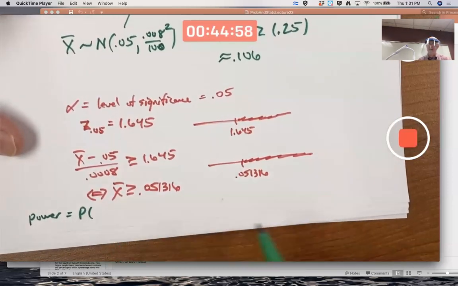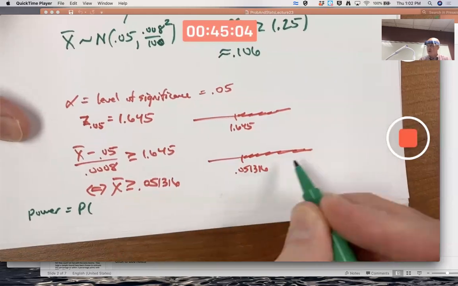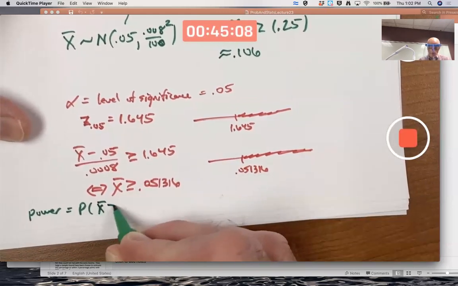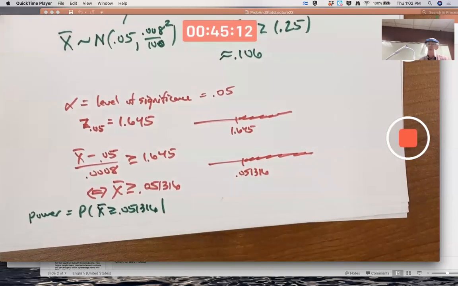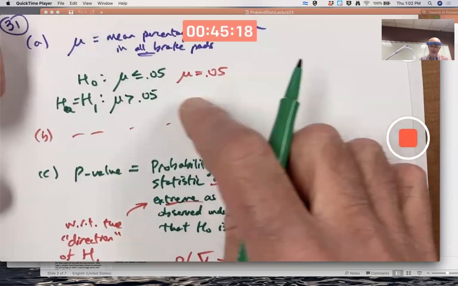Power is the probability of correctly rejecting the null when the null is false, of being in the critical rejection region when the alternative is true. But wait a minute. The alternative includes infinitely many values of mu. Which one do you pick?